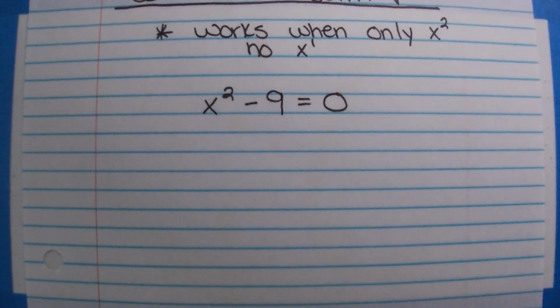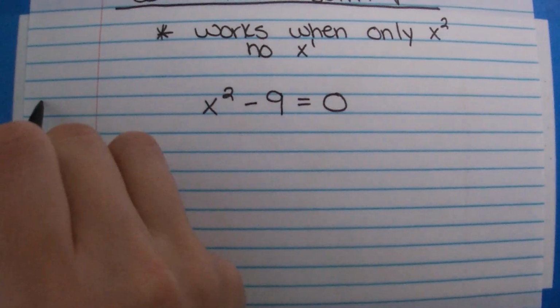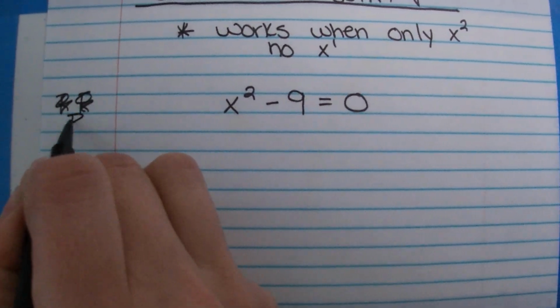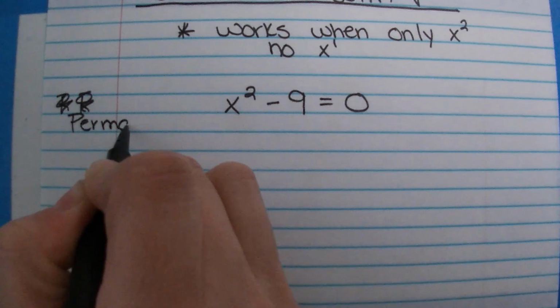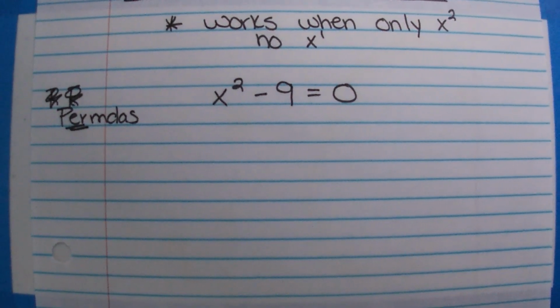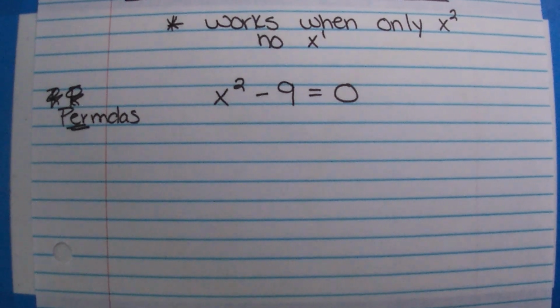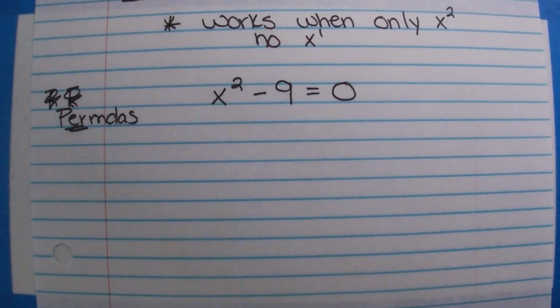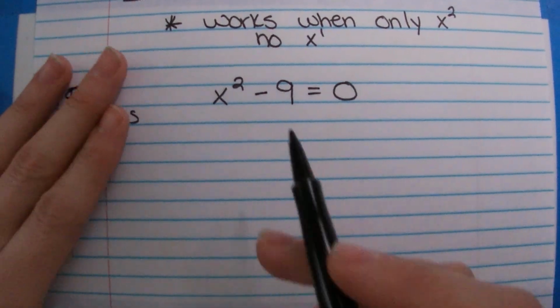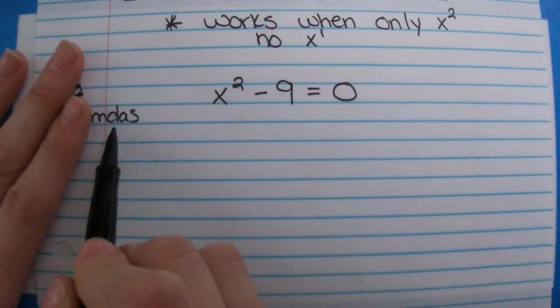Remember when I told you PEMDAS is the biggest lie you've ever been told? Because we really need that, why do I keep writing R? We really need that R in there for inverse operations. And that's exactly what we're going to do. We're going to solve this just like a regular equation, but we are going to understand that a square root will undo an exponent of 2. So if we want to solve this, we're going to use inverse operations.